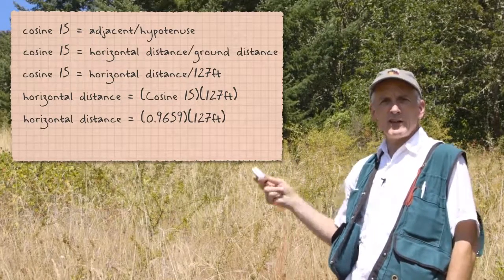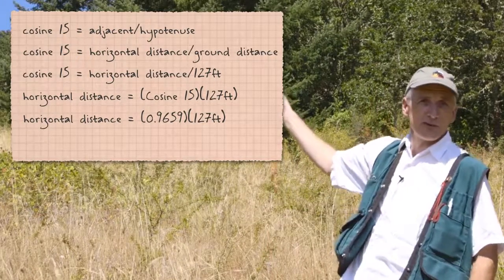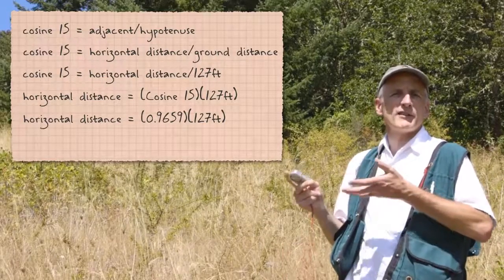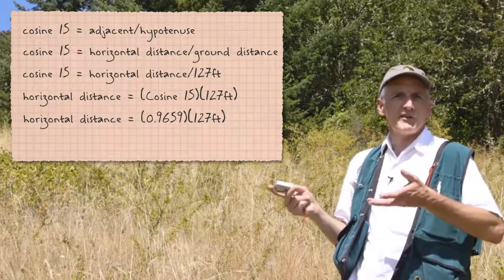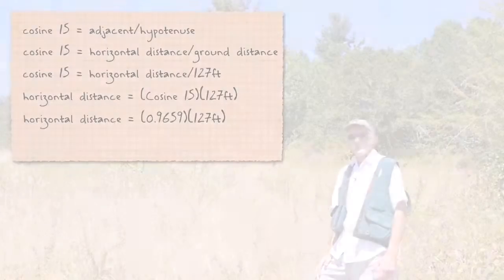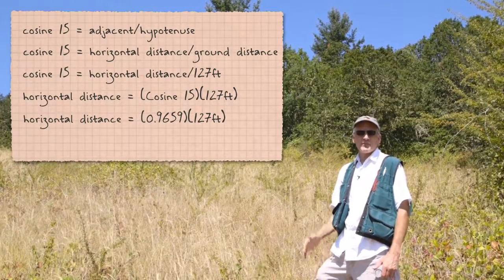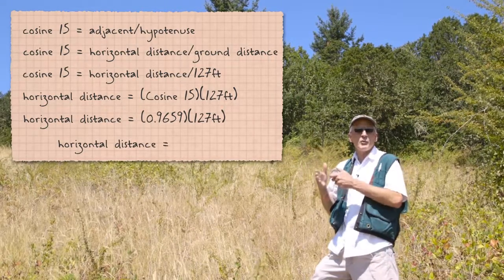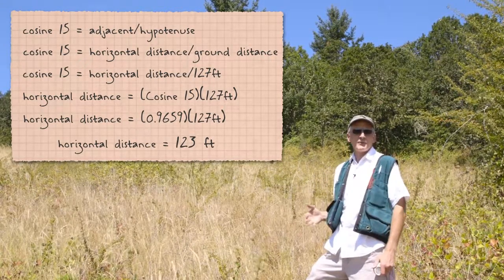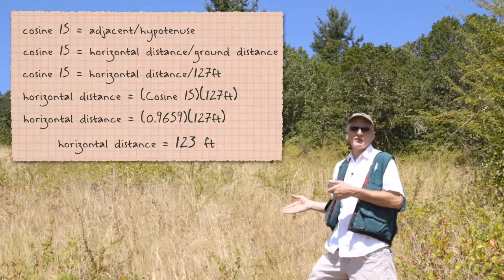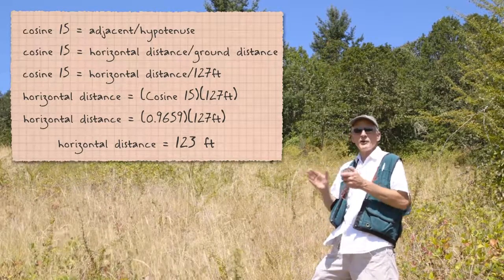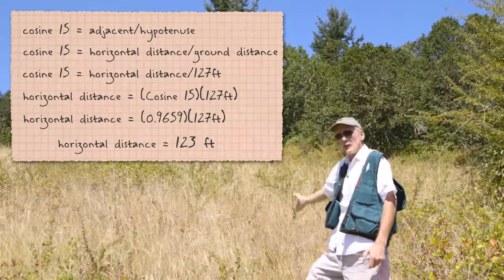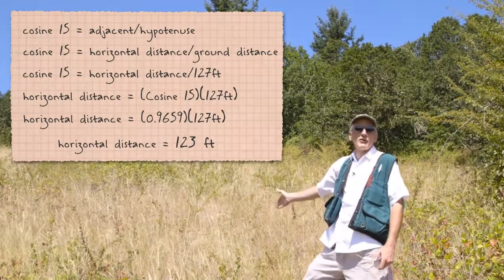So we plug that into our equation. Cosine of 15 degrees equal to horizontal distance over ground distance. In order to find horizontal distance, we multiply 0.9659 by 127 feet. So working out that multiplication, 0.9659 times 127 feet is equal to 123 feet. So our horizontal distance, that distance between us and the trunk of that tree, if it were to extend all the way into the soil, is 123 feet.